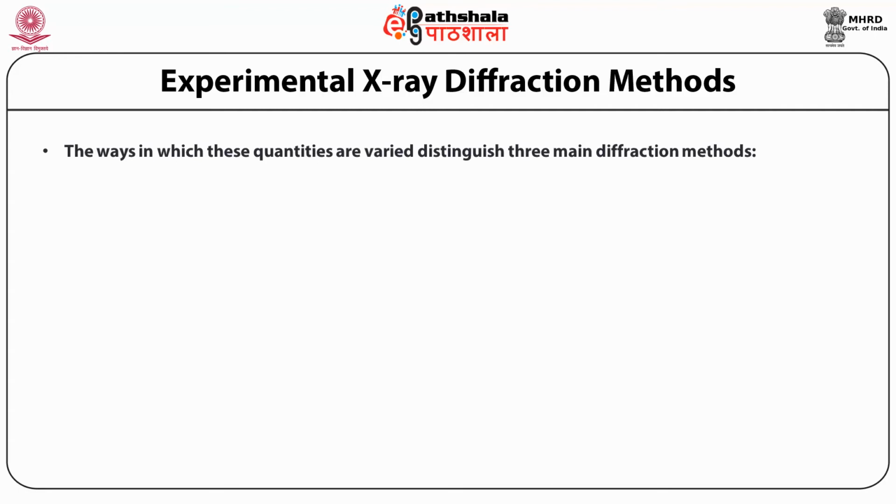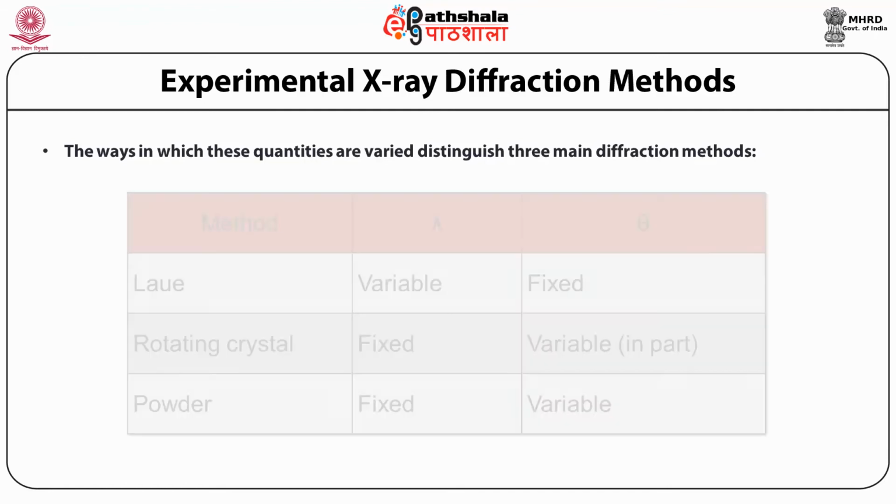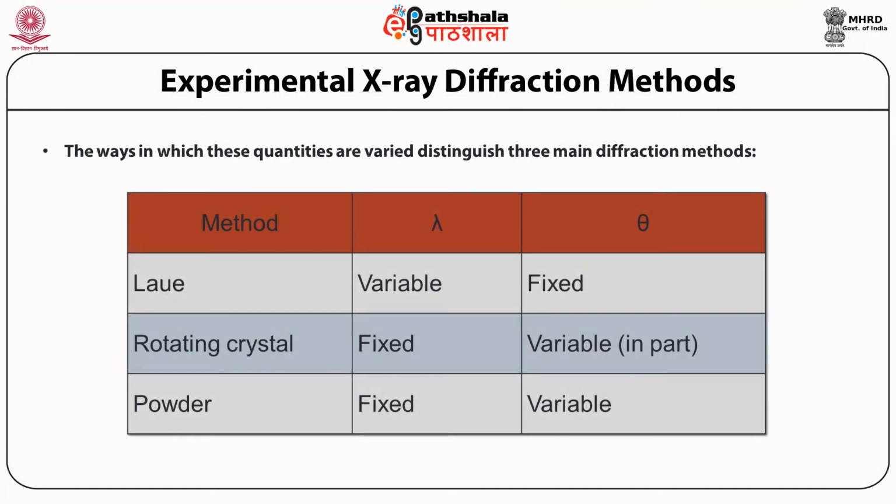The ways in which these quantities are varied distinguish three main diffraction methods. The first method is Laue's method, the second method is the rotating crystal method, and the third method is the powder method. You can see a compiled table below showing each method along with its lambda and theta. In the Laue method, lambda is variable and theta is fixed. In the rotating crystal method, lambda is fixed and theta is variable. And in the powder method, again lambda is fixed and theta is variable.